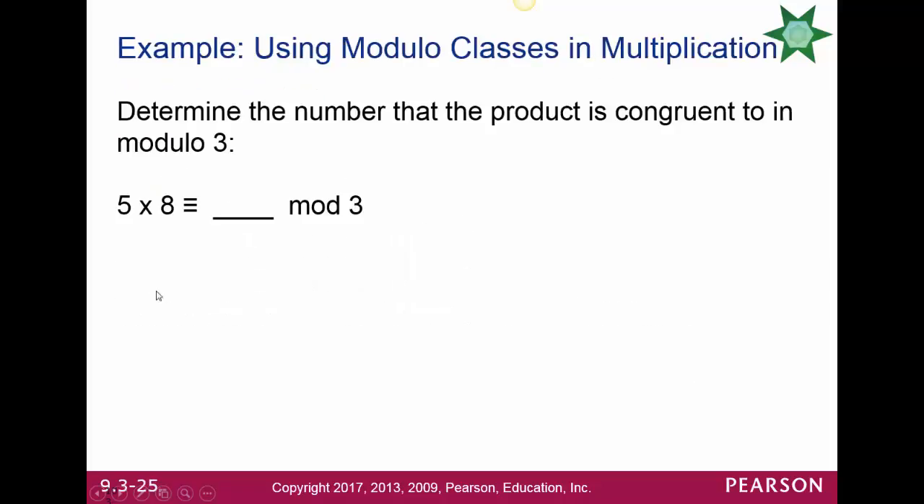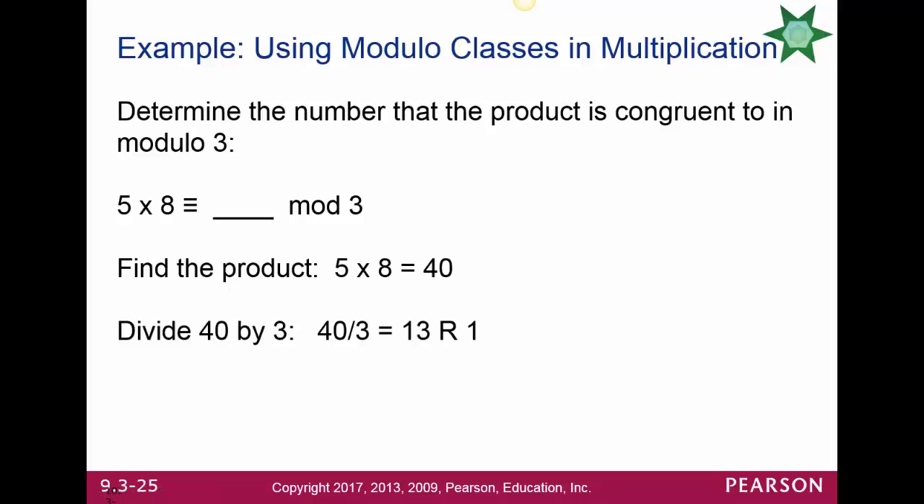Let's try a multiplication problem. 5 times 8 is congruent to what in the modulo 3 system? Find the product, it's 40. Divide by the modulus 3, and we get 13 remainder 1. So 5 times 8 is congruent with 1 mod 3.